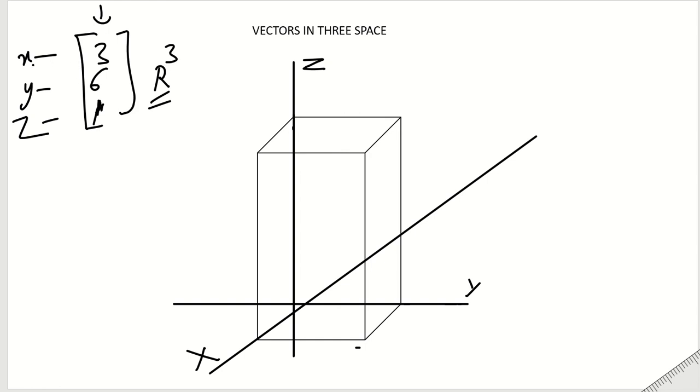And 3 rows represent the x, y, z coordinates. 3 represents x, 6 represents y, and 1 represents z. So it represents an x, y, z coordinate, and it can be plotted like this in such a figure, a three-dimension figure, which you can see on screen. So we have this x, y, and z axis here.